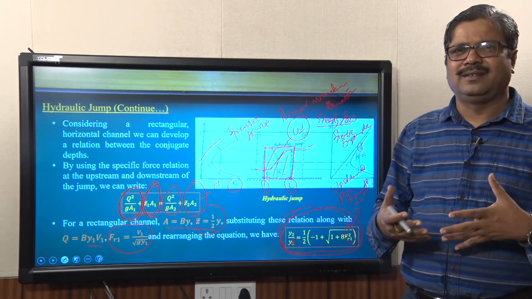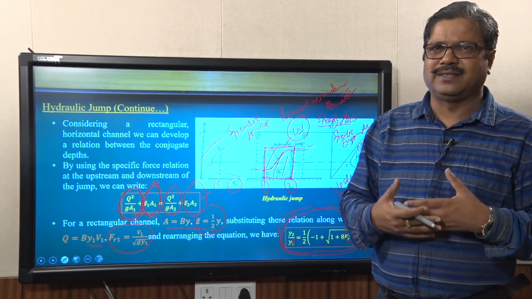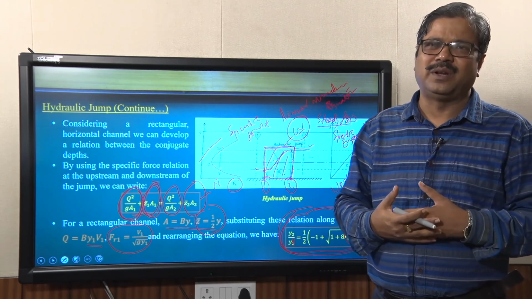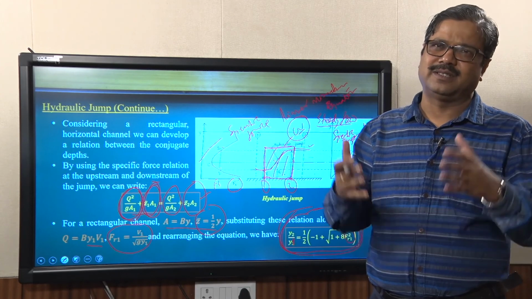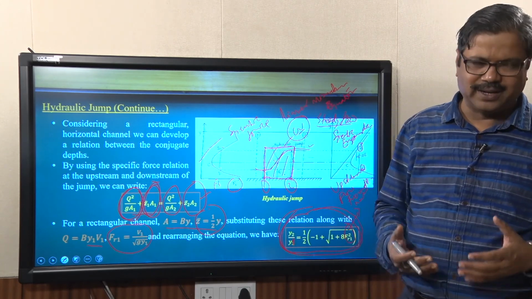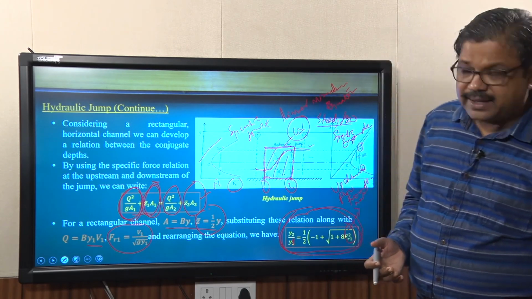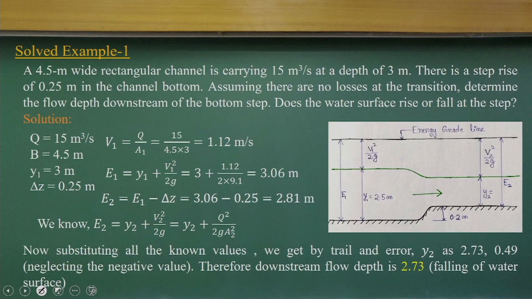We have not used anything new except the basic principles of mass conservation, linear momentum equation, and energy conservation for the control volume. That is what we are doing for a very simple problem like flow in an open channel where a hydraulic jump occurs. Let us take a very simple problem to solve. A 4.5 meter wide rectangular channel is carrying a discharge of 50 cubic meters per second at a depth of 3 meters.